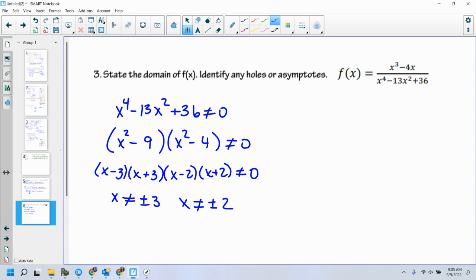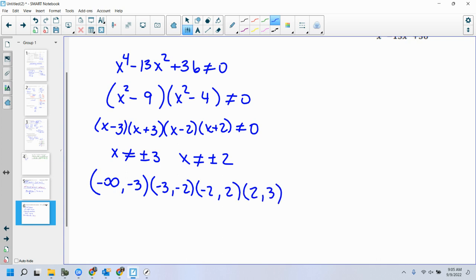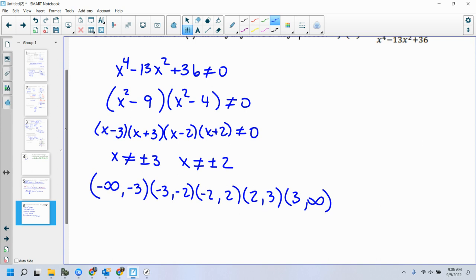I mean, if you really wanted to see the interval notation, okay. Negative infinity to negative 3. Negative 3 to negative 2. Negative 2 to positive 2. 2 to 3. 3 to infinity. That's interval notation, and I should have put union symbols in between all of those. But I'm just going to let you say x cannot be plus or minus 3 or plus or minus 2.